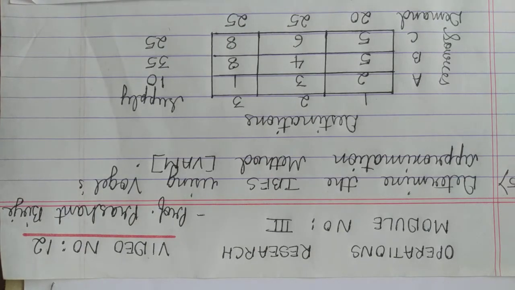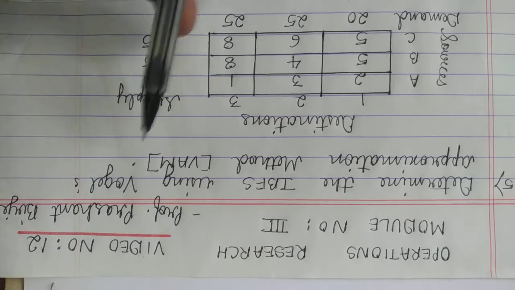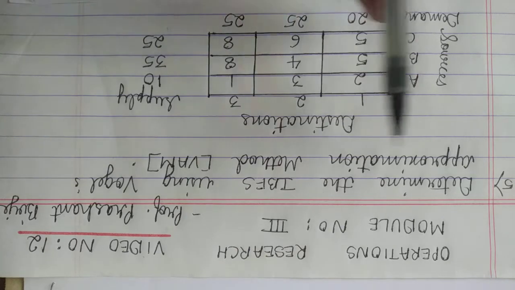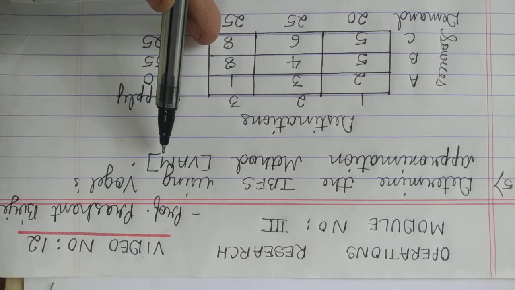Hello and welcome everyone to the 12th video lecture of Operations Research model number 3. I am Professor Prashant Birje, and in today's video lecture we are going to see a new method of finding IBFS, that is Initial Basic Feasible Solution. This method's name is Vogel's Approximation Method, also abbreviated as VAM.